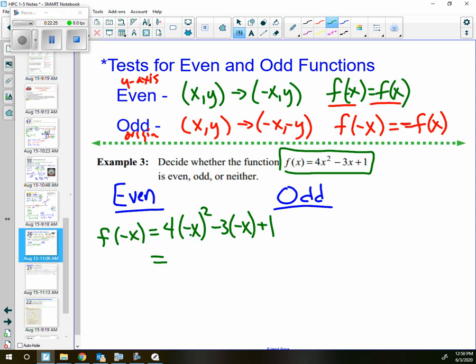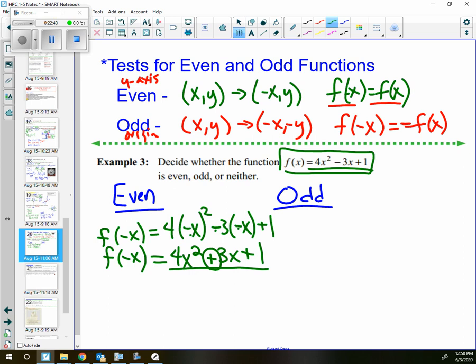If I take a negative x and square it, that would be positive, so that would be 4x squared. Minus minus would be a plus, so that would be plus 3x, and then plus 1. So that's what f of negative x is. Now I want you to take a look at that rule. Is that exactly the same as the original? Well, no, it's not. The sign here is different.